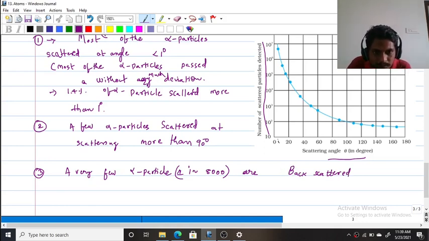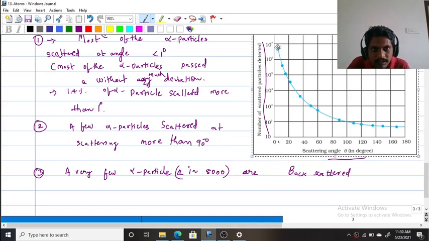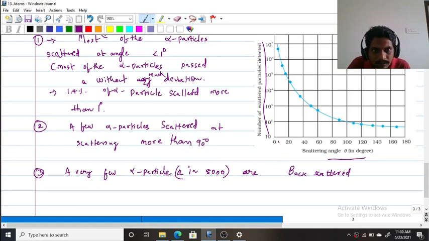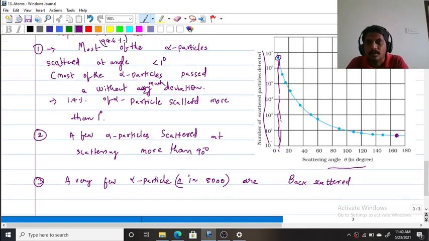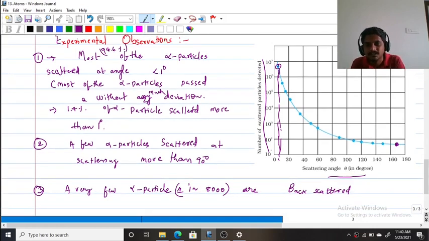Look at this graph. At lower angles, almost 10 to the power of 7 alpha particles are scattered, while those with a scattering angle of 170 degrees are only in the order of 10. Based on these experimental observations, Rutherford concluded that the total mass and positive charge of an atom is concentrated in a very small region that is called a nucleus.